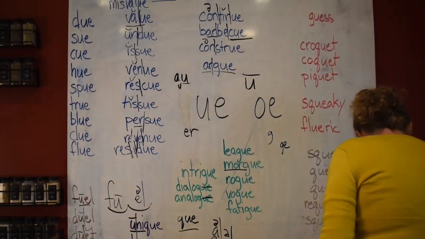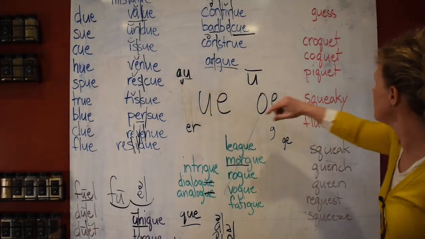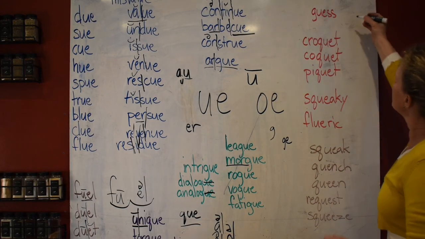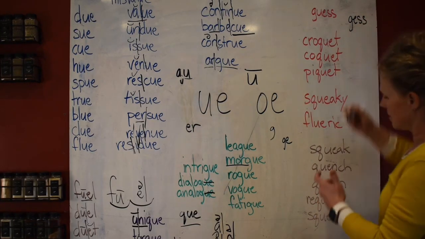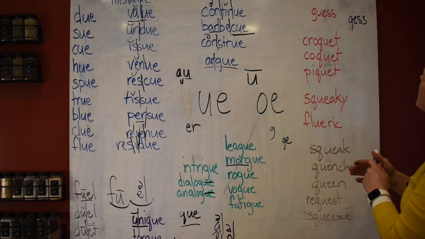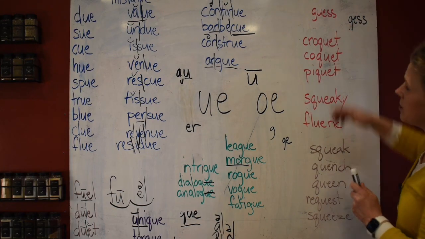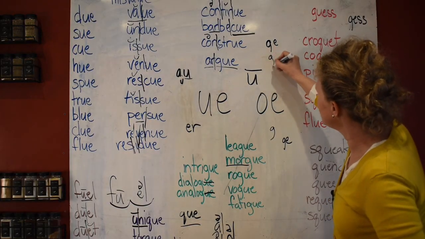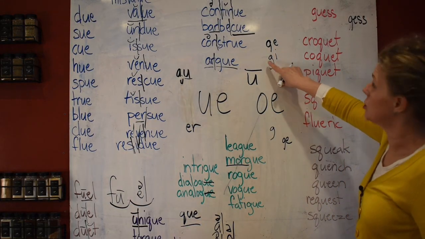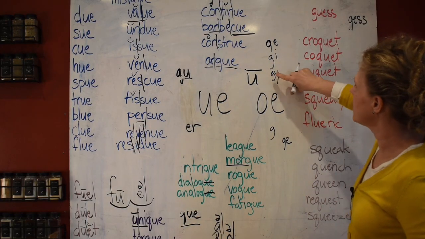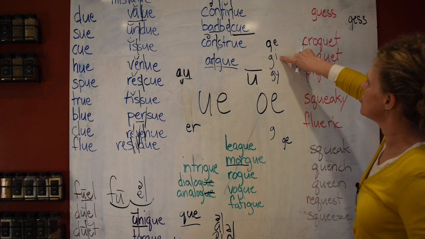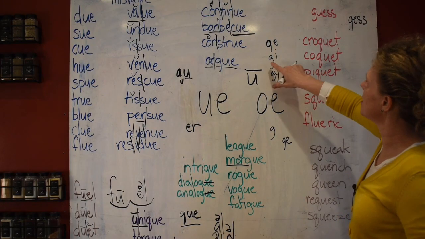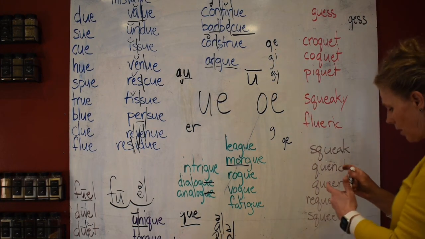Also, something that is very tricky with the vowel team UE is something like the word guess. Now, if we did guess, this would say Jess, because if you have a G and then an E, it says J. If you have a G and an I, it says J. If you have a G and a Y, it's going to say J. This is J, or G. It depends on what's here. This will say G, J, and G. Okay?